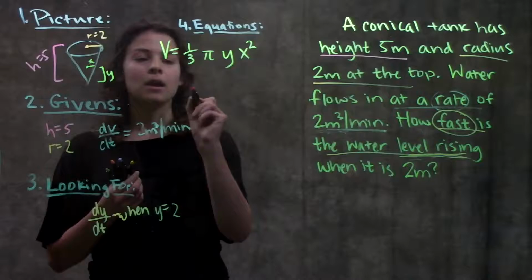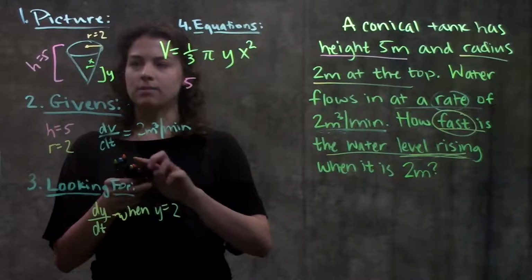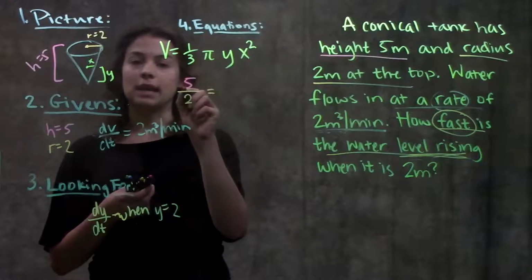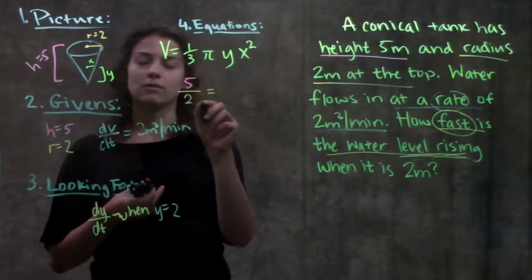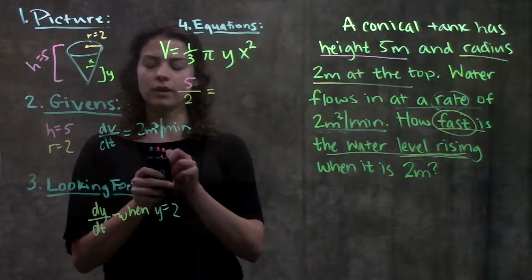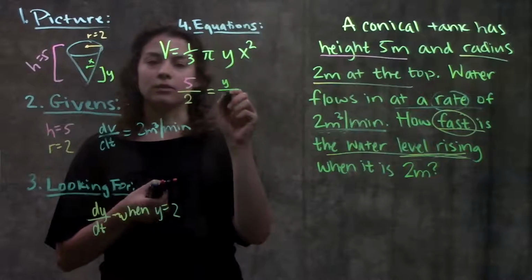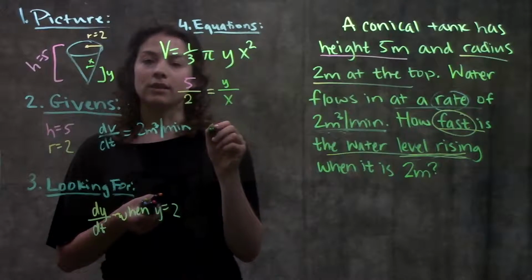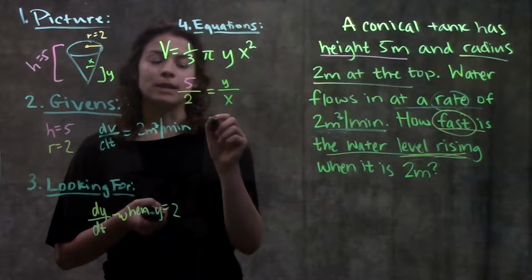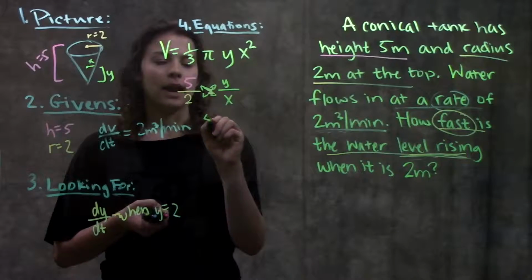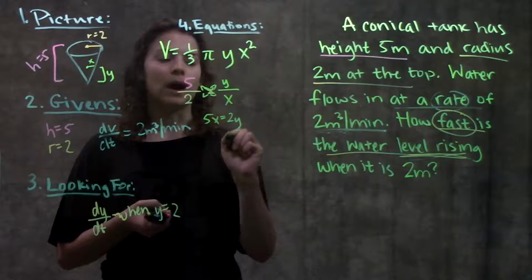So if you remember, proportions of similar triangles, I can put the height of one triangle over the radius of the other. In this case, my big triangle has 5 as the height, radius is 2, over the height and radius of my other triangle. So my height in the little triangle is y, the radius in the little triangle is x. And from here, to solve for my variables, I'm just going to cross multiply. And when I do that, I get 5x is equal to 2y.